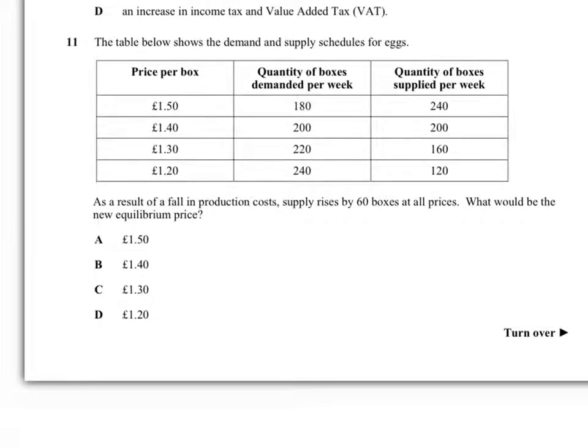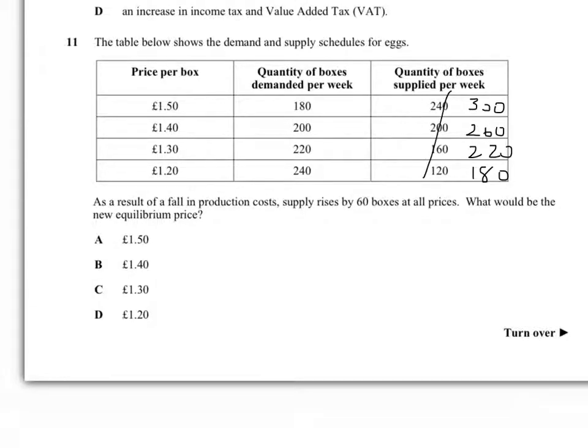Question 11. The table below shows the demand and supply schedule for eggs. As a result of falling production costs, supply rises by 60 boxes at all prices. What would be the new equilibrium price? Well, all we've got to do here is add 60 in each of the supply sides. So basically this would be 300, this would be 260, this would be 220, and this would be 180. And so we've just added 60 on to all the supply side amounts.